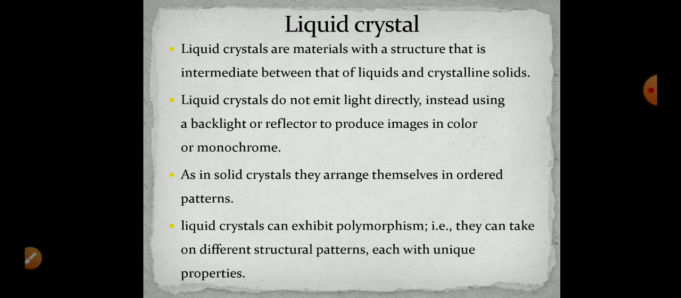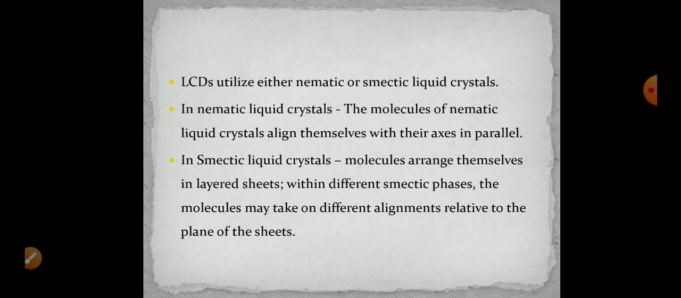With the help of this light source, the liquid crystals display the light, and as in solid crystals they arrange themselves in an ordered pattern. Like solid crystals, liquid crystals can arrange themselves in an ordered pattern. Liquid crystals can exhibit polymorphism, that is, they can take on different crystal patterns, each with unique properties. They have different structural patterns. Each pattern has unique properties. This is the property called polymorphism.